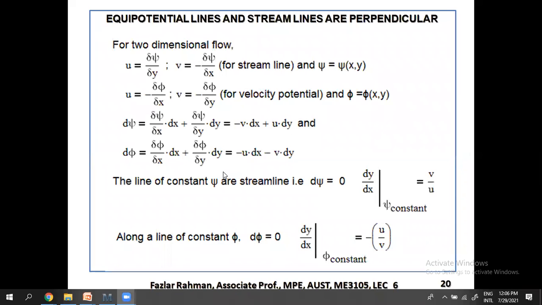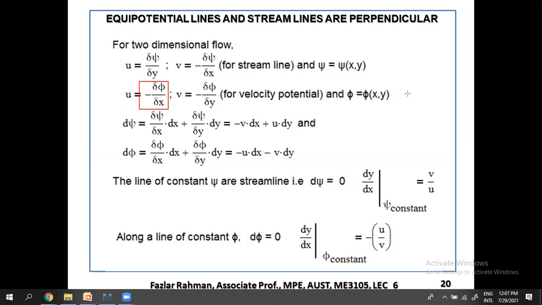Now, I already told you that I like to figure out the relationship between the two lines, phi and psi. So you see from the definition of phi, the negative derivative along an axis represents velocity in that direction. So if you take d phi by dx and put a negative sign, it will give you velocity u.